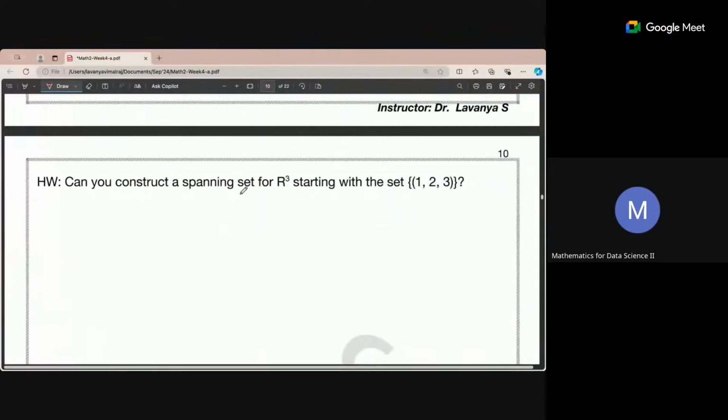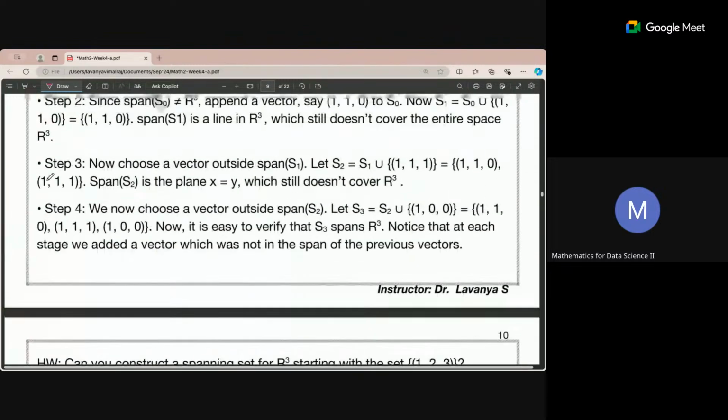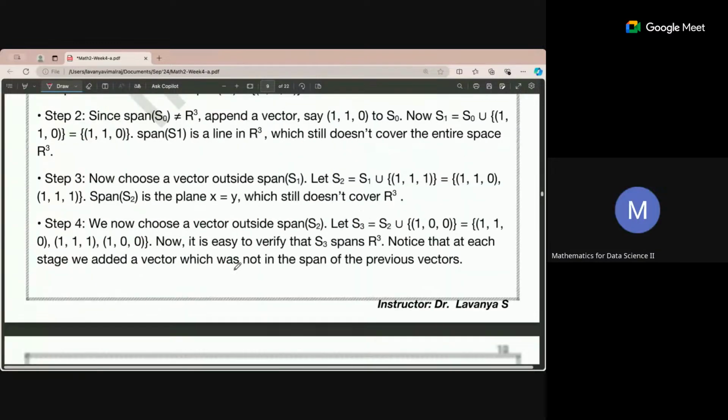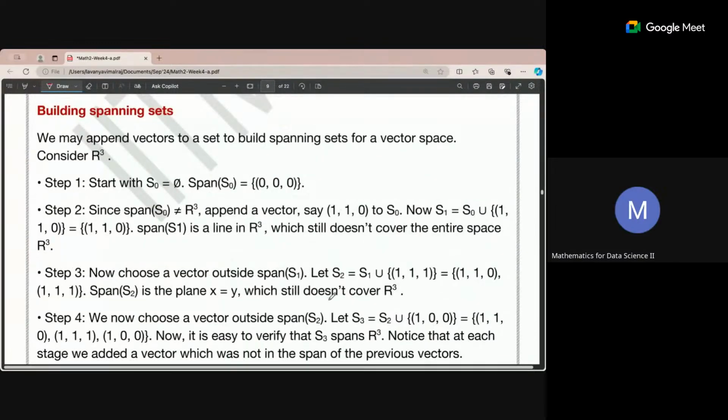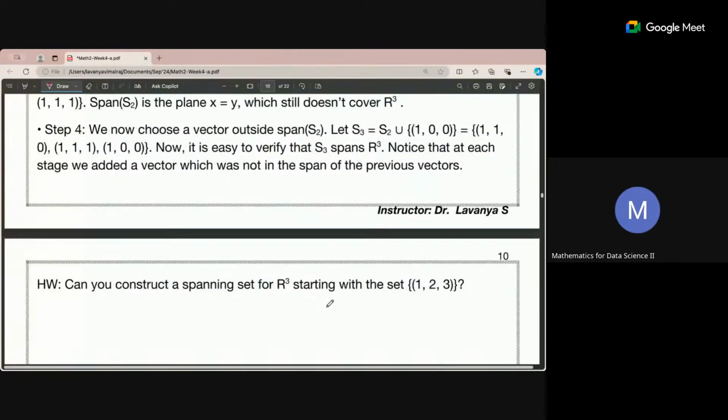How can you construct a spanning set for R3 starting with the vector (1, 2, 3)? This is homework for you. You should start with the vector (1, 2, 3) and use the above technique to build a spanning set for R3.